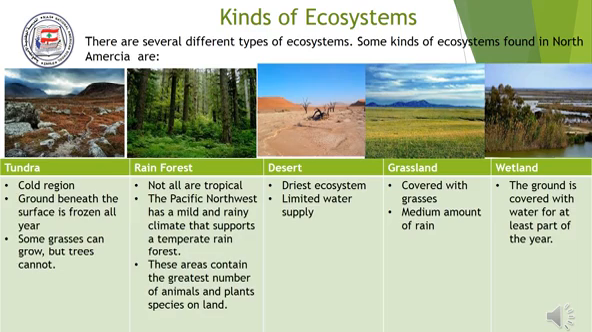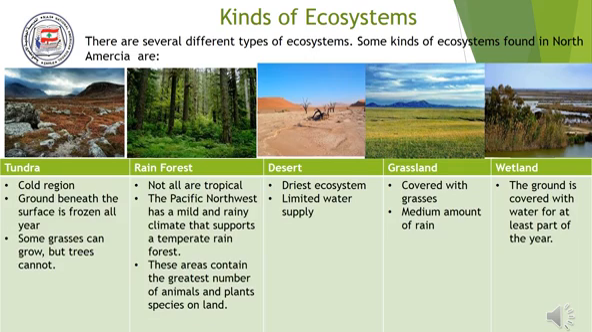Kinds of ecosystems. There are several different types of ecosystems. Some kinds of ecosystems found in North America are tundra, rainforest, desert, grassland, and wetland. So let's start explaining the characteristics of each ecosystem. The tundra. It is a cold region. Ground beneath the surface is frozen all year. Some grasses can grow, but trees cannot.